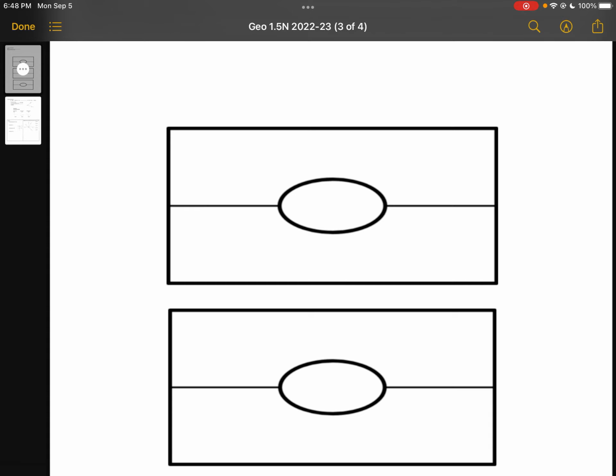Hi everybody and welcome. Today we're going to be taking a look at definitions and characteristics of angles. So your goal after watching the video today will be able to identify the different types of angles you're going to see and also identify the different parts that make up an angle.